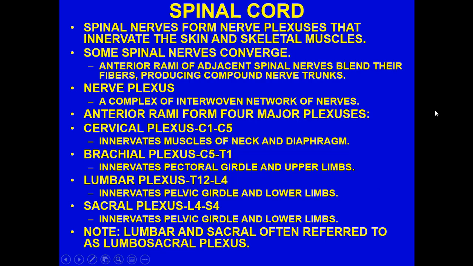Now, spinal nerves form nerve plexuses that innervate the skin, skeletal muscles, which we have talked about. I want to bring up some of the specific plexuses. Now, what is a plexus? This is really an interwoven network of nerves. Some of the spinal nerves converge. You have the anterior rami of adjacent spinal nerves. They blend their fibers, producing compound nerve trunks. What you have to understand is there are different major plexuses, and they serve different parts of the body.